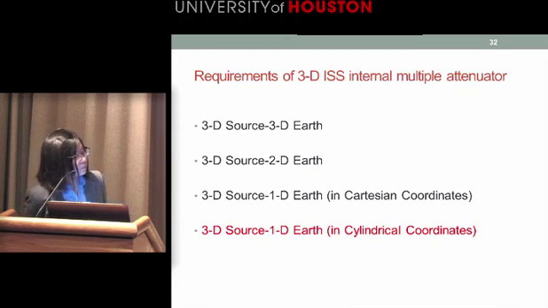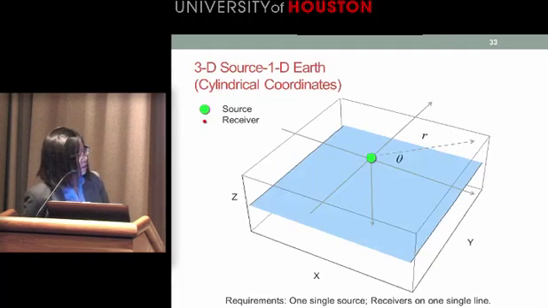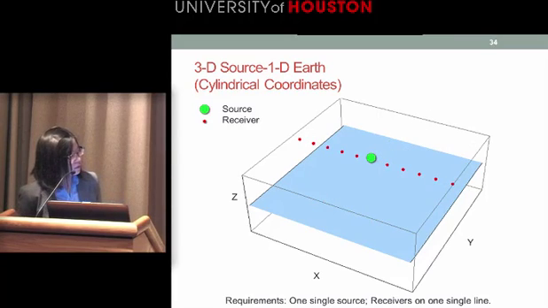In this presentation, we will try to rewrite this algorithm in cylindrical coordinates, which can reduce this requirement of the data. In cylindrical coordinates, we only need one single source and the receivers on one single line. And please notice that this single source is on the receiver line, which means the y offset is 0 here.